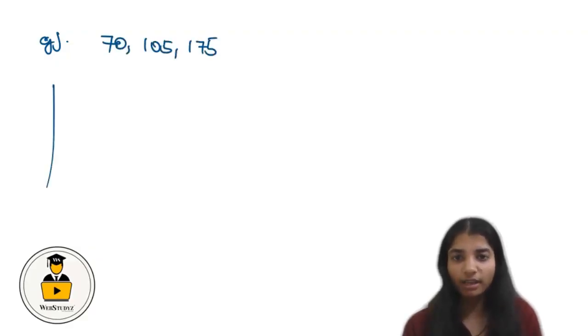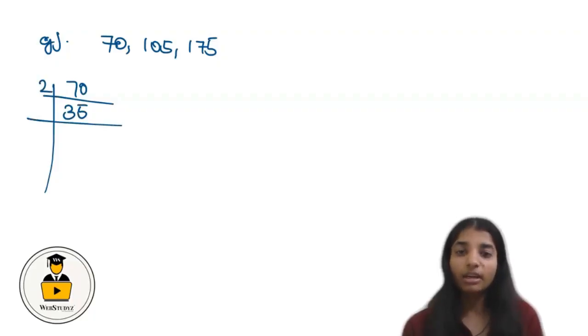So here in this question we have to find the HCF of 70, 105 and 175. In order to find their HCF, we are going to find their prime factors. So 70 is clearly visible as divisible by 2. When we divide 70 by 2, we get 35. Now 35 is divisible by 5. So when we divide 35 by 5, we get 7. When we divide 7 by 7, we get 1.